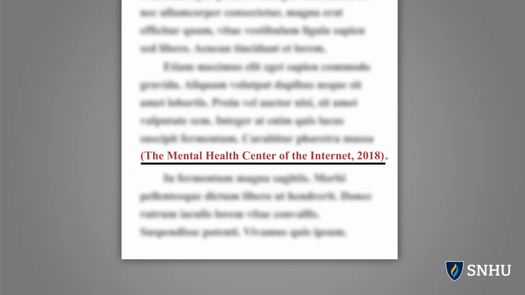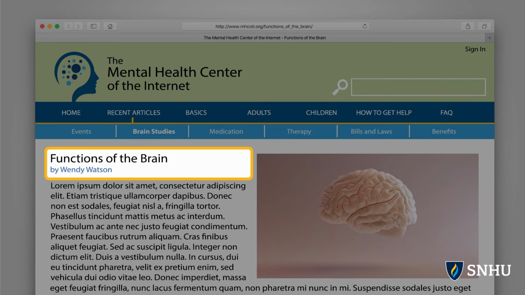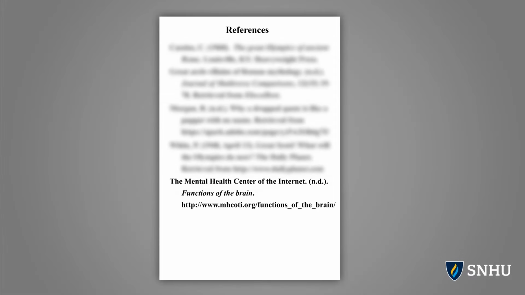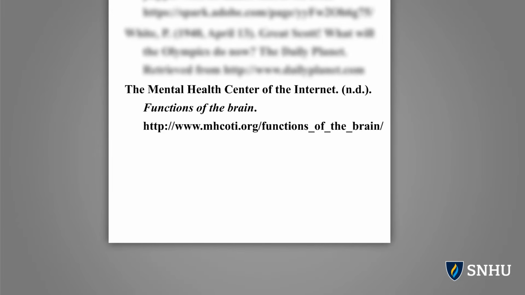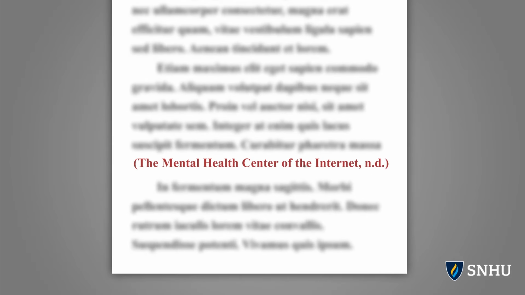Many web sources will not have publication dates. In these cases, use ND, the abbreviation for no date. Here's a references page citation example with no authors and no date. It begins with the web publisher, then ND, and then the retrieved from URL. Your in-text citation for a source with no author and no date will appear web publisher, comma, ND, all in parentheses.